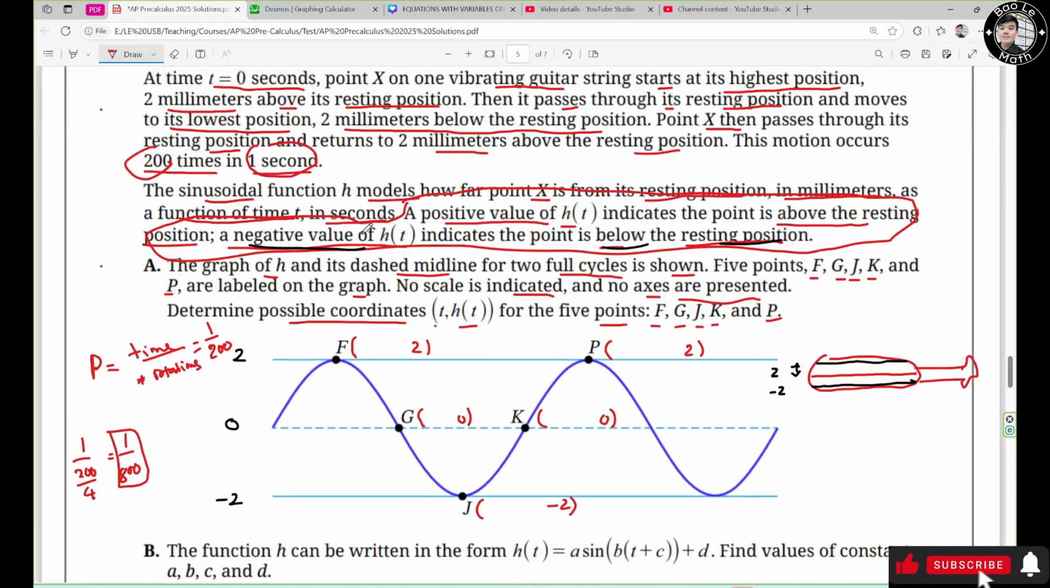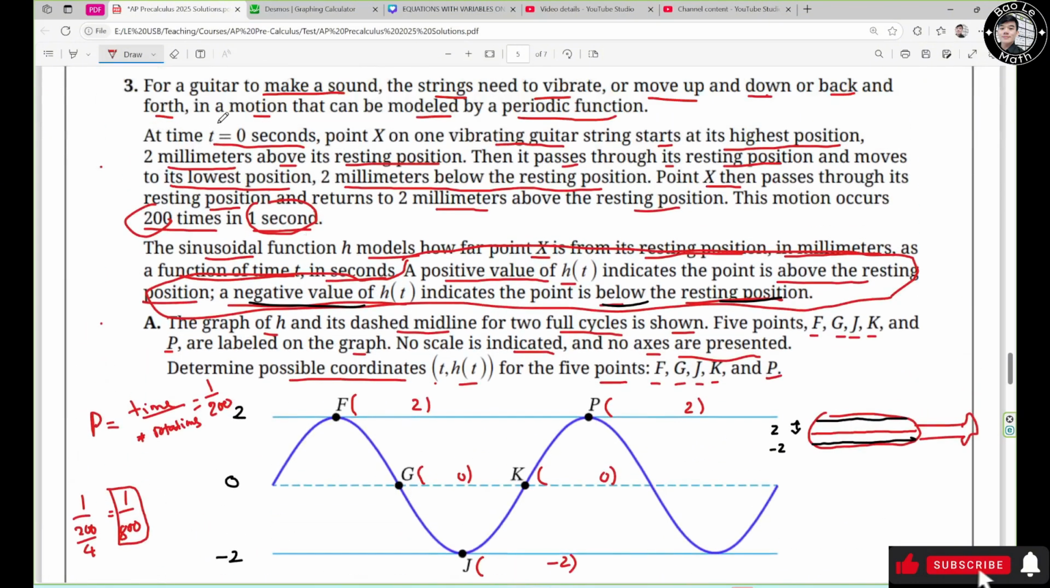So look at this one right here. At time t equals 0, point S on the vibrating guitar string starts at its highest position. Alright, so the highest position is right here. So t equals 0 is going to be right here. So the point F has the coordinate 0, 2.